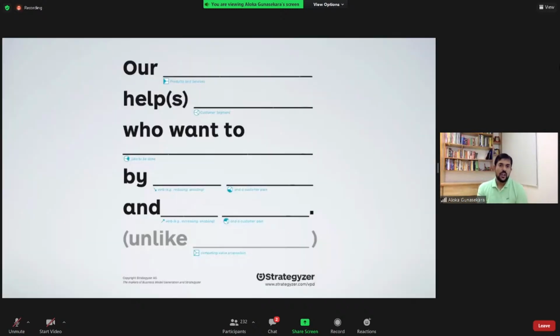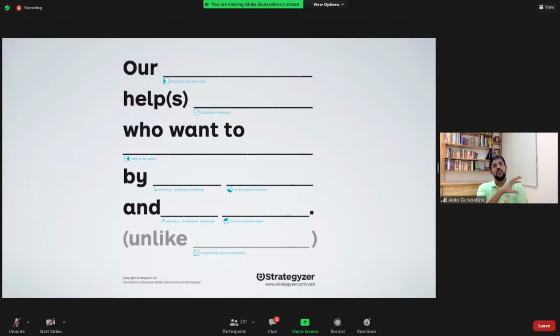Moving on. Now, essentially, the value proposition canvas helps you to fill in the blanks of this sentence. Our bus booking service helps passengers who want to go from Kaputale to Kandy by allowing them to buy a bus ticket online and reserve a ticket, unlike the current system of waiting for a bus and getting into it.